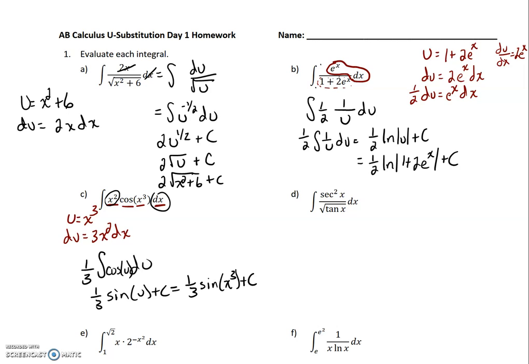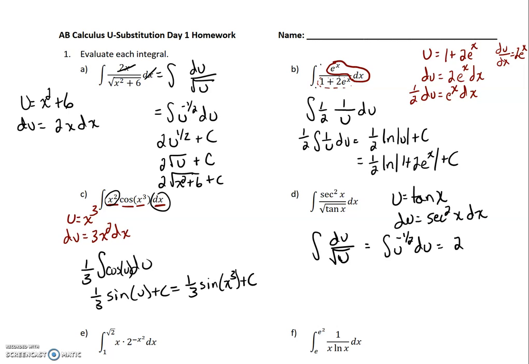Tan and secant squared: u is equal to tan x, the derivative of u is secant squared dx. So I can rewrite this as the integral of du over the square root of u. This is 2u to the 1/2 plus c.